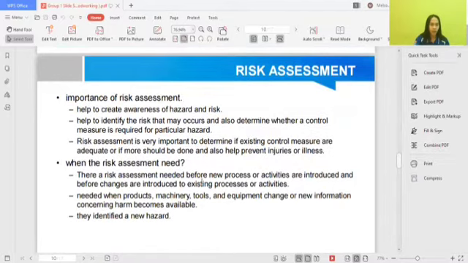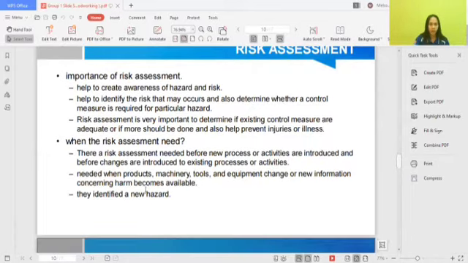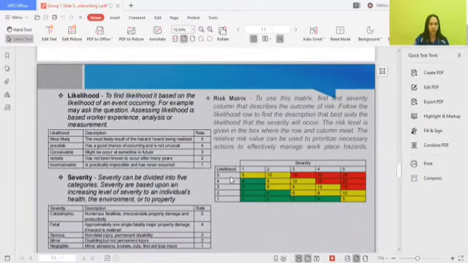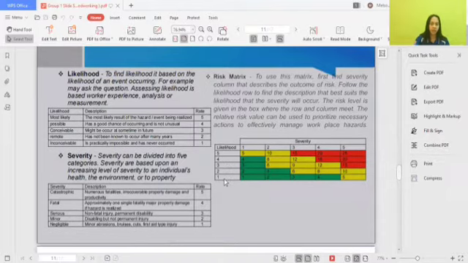And second one is when an assessment is needed. An assessment is needed before new processes or activities are introduced and before changes are introduced to existing processes or activities. It is needed when products produced, machinery, tools and equipment change, or new information concerning harm becomes available. And lastly, we can talk about likelihood, severity, and the risk matrix.